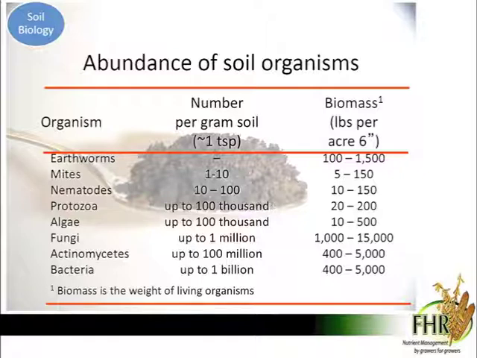But if you look at earthworms, 1,000 to 1,500. Mites, 5 to this is pounds per acre and 6 inches. So 1 to 1,500 of the earthworms, mites 1 to 550. Nematodes, we're looking at 10 to 150. Protozoa, 20 to 200. Algae, 10 to 500. Fungi, 1,000 to 15,000. Actinomyces, 400 to 5,000. Bacteria, 4 to 500.